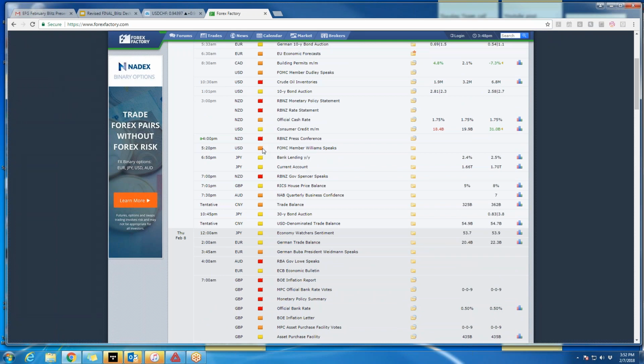Not sure if this will spark it or if this will spark it. But definitely 4 o'clock in the morning. That's probably when we're right here. Or no, we're looking at the USD.